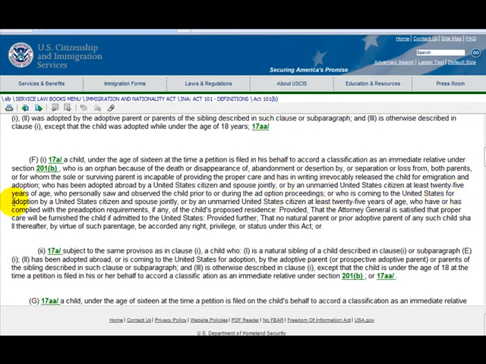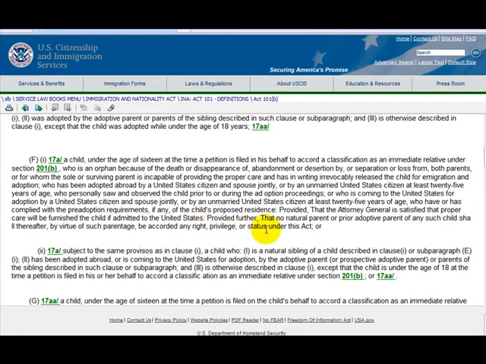Or who is coming to the United States for adoption by a U.S. citizen and spouse jointly, or by an unmarried citizen at least 25 years of age, who have or has complied with the pre-adoption requirements, if any, of the child's proposed residence. So if there are pre-adoption requirements, then you have to comply, because we have treaties with countries, and you have to go in there and make sure that you complied with all of those important laws, provided that the Attorney General is satisfied that proper care will be furnished the child if admitted to the United States. So that is a home study requirement there that's in this statute, and part of that is required to actually get the visa, qualify him as a child, and get the permanent residency.